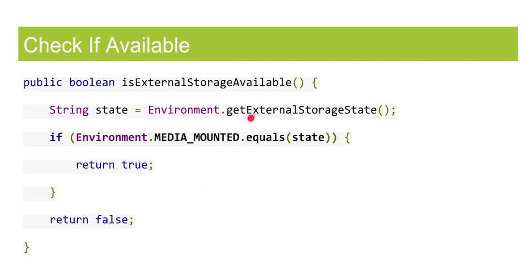We use the method get external storage state, and it will return a state, and we check what the state is. Media mounted is the state when the SD card or the external storage of any kind is currently available. So we see if it is mounted or not. If it is, we return true.